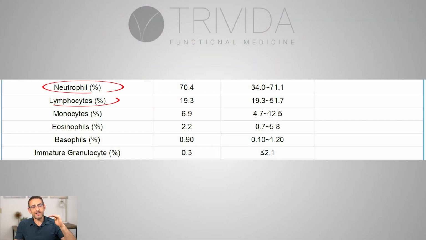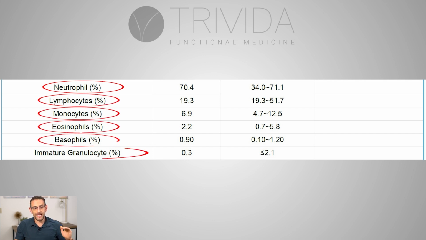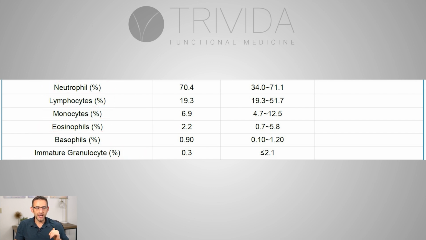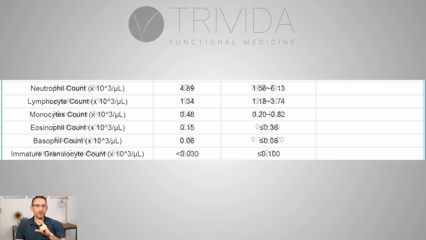Neutrophils, lymphocytes, monocytes, eosinophils, basophils, and immature granulocytes, those 6, are all different types of white blood cells. And if you look, all those different white blood cells have a percentage, and all of them have a count. So something I will tell you is I don't pay that much attention to percentage. I do a little bit, and it's important, but I pay more attention to count.